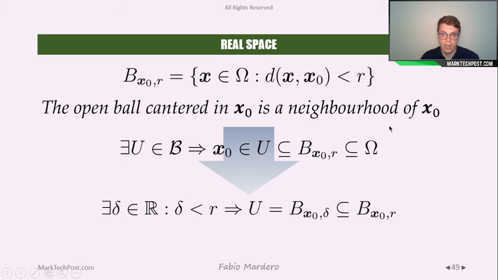It means that we can always find a delta, a real number that is less than the radius, and U will be a subset of the ball, which is our neighborhood. This means that B of x0, r is a neighborhood of x0, because we can always find an open ball centered in x0 but smaller than what we have defined so far. That's it. This proves the definition of a neighborhood.